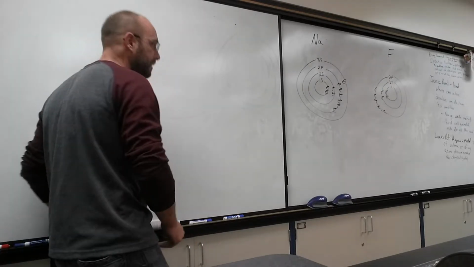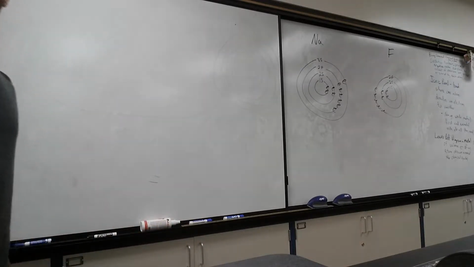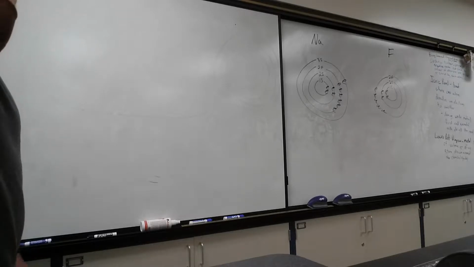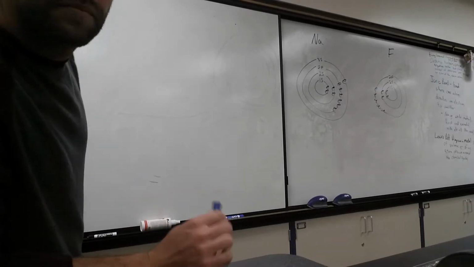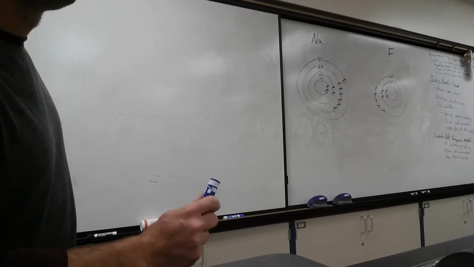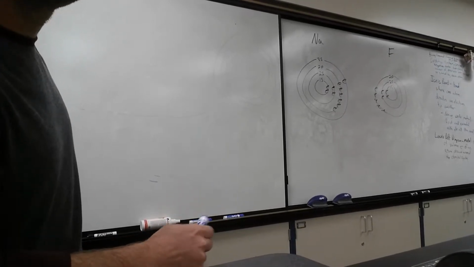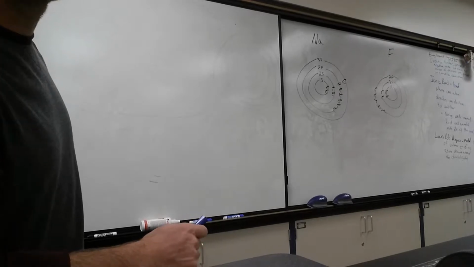I'll give you a minute to catch up. And when you get finished drawing the orbitals, go ahead and circle the valence electrons.